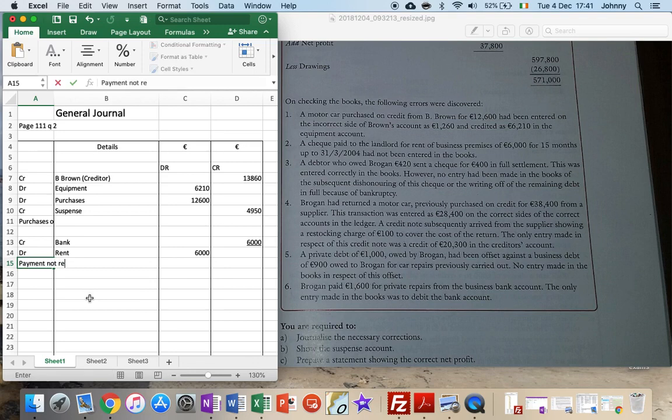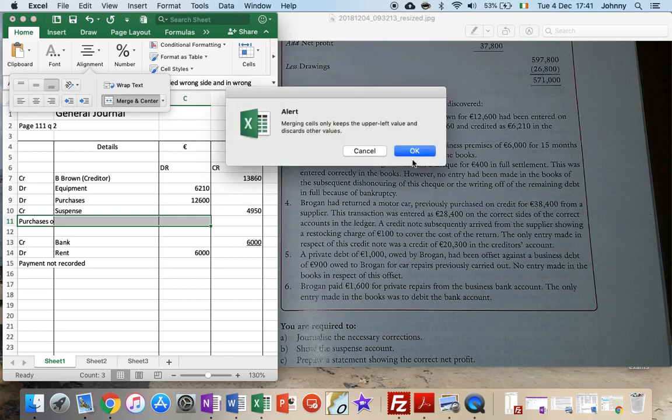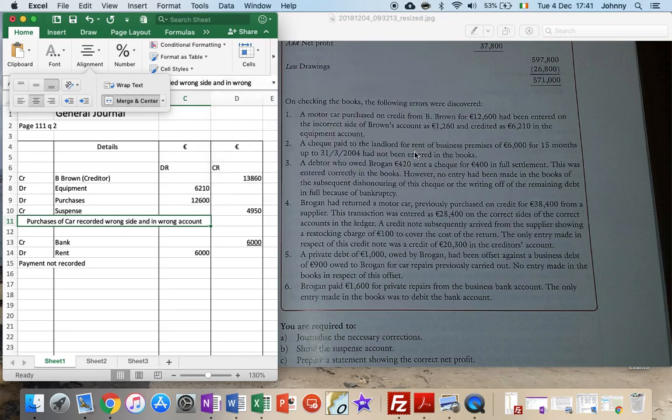So payment not recorded. We need to make sure that we are putting these transactions in, because if we don't actually, the little narrations they call it, if we don't put it in, then that means that marks are going to actually be lost for this. So we need to make sure that we do record this.